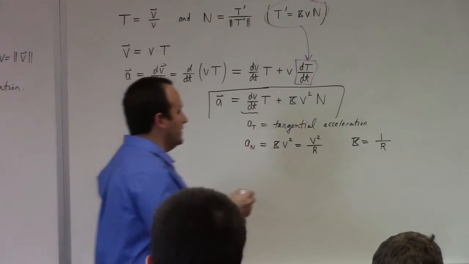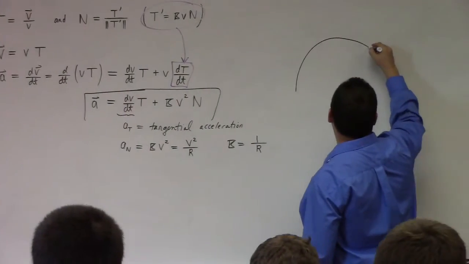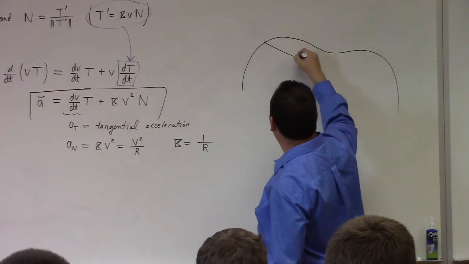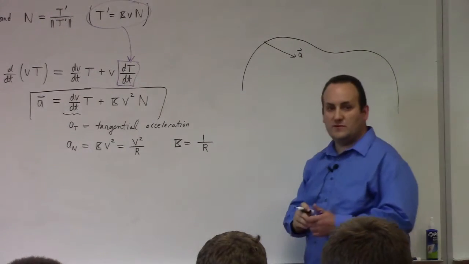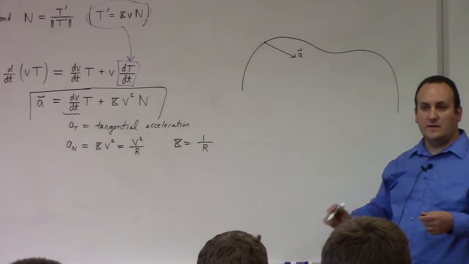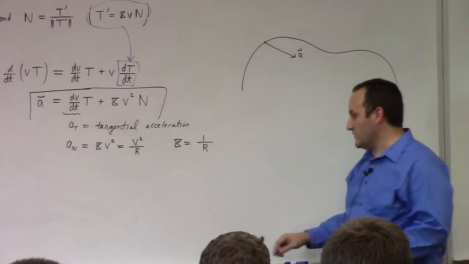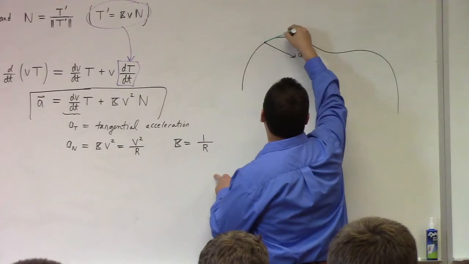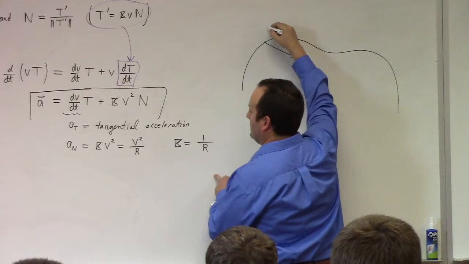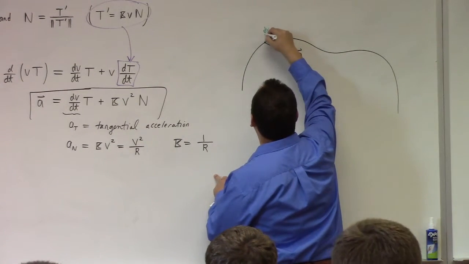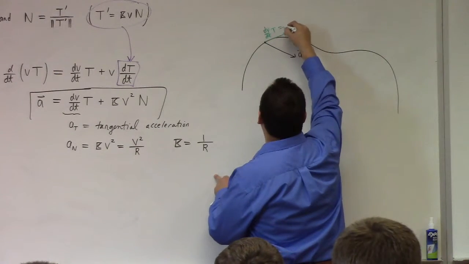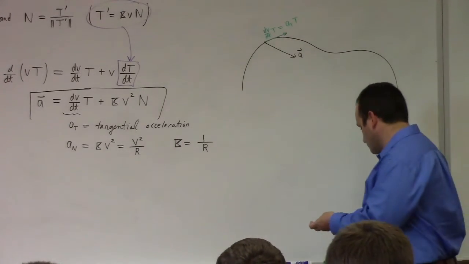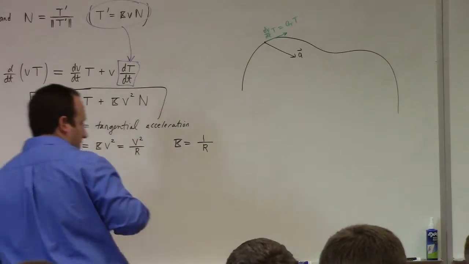And so, if you have a curve, if you pick any point, if the acceleration is like this, I can break it into two pieces. I can break it into the normal component of the acceleration and the tangential component of the acceleration. The tangential is in the direction of the tangent, right? So like this would be dv/dt T, that's the so-called a sub T, the tangential piece, right? And the normal piece points towards the direction of the center of curvature.